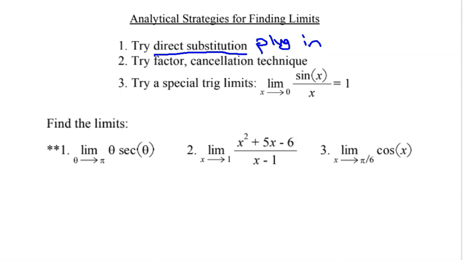But if we end up with something that is unwanted, in this case, we call it indeterminate form. We have two common indeterminate forms. The first one is 0 over 0, and the second one is infinity over infinity. Whenever we end up with these two indeterminate forms, we're going to apply some algebraic methods to get rid of that indeterminate form.